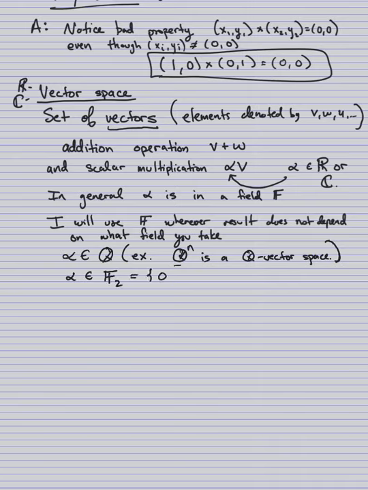Another great field is just the field on two elements. So this is just 0 and 1. I should specify the addition and multiplication. It's just addition and multiplication mod 2. So 1 plus 1 is 0, and 1 times 1 is 1. Okay? So again, you could think of ordered pairs, F2 to the n, x1 through xn, with each xi in F2.